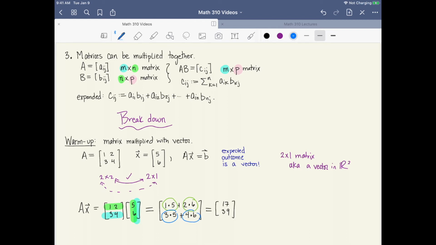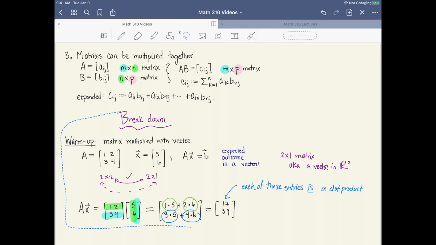All right, so that is how I produce matrix times vector. And I see that each of these entries is a dot product of a row vector and a column vector. Let me now write down the same thing with generic entries that are not specific to any particular example.